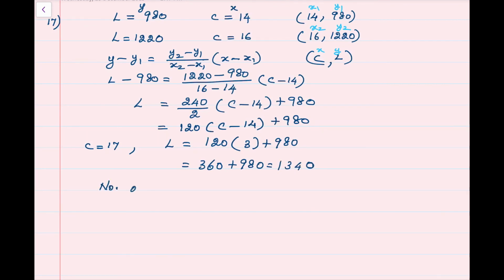Therefore, the number of liters he could sell weekly at rupees 17 per liter is equal to 1340.